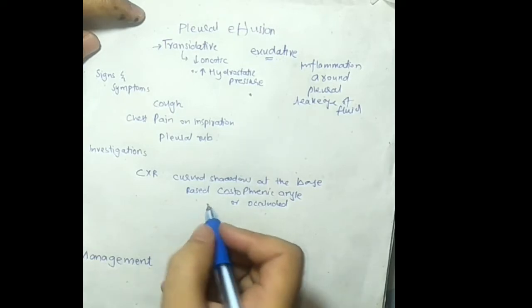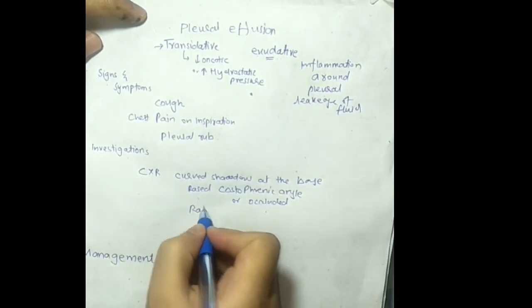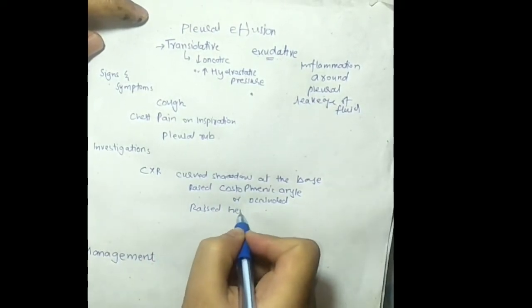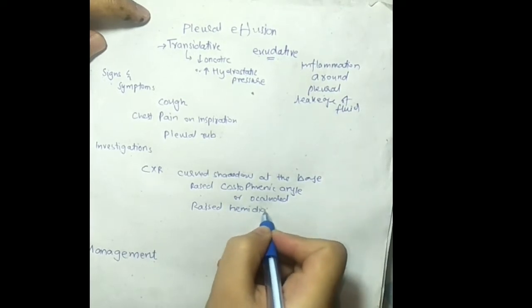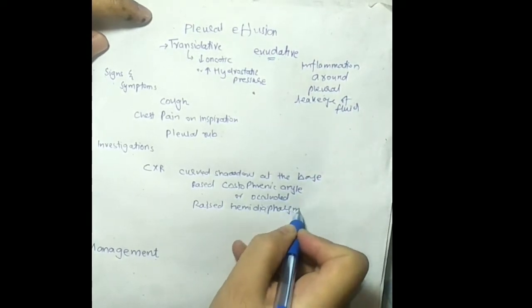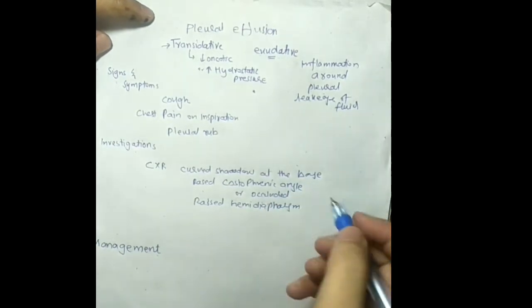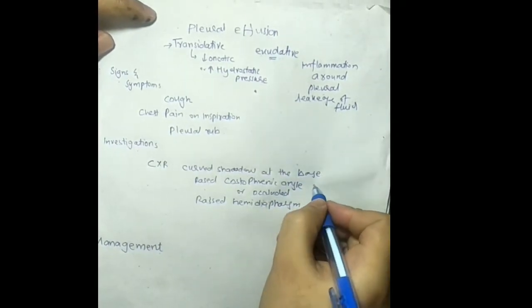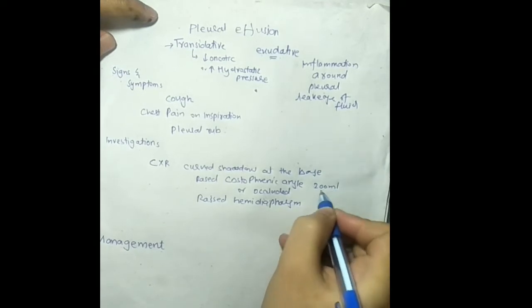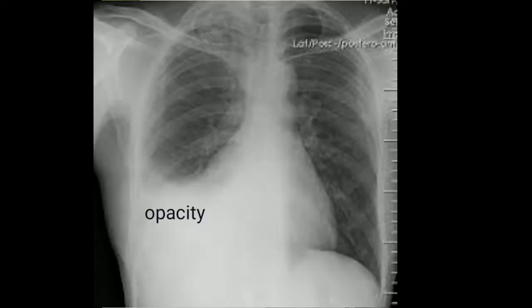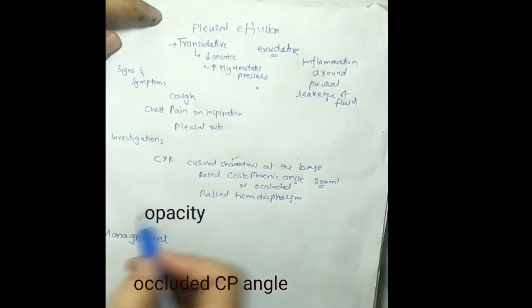There is also a raised hemidiaphragm on the affected side. For a shadow to be formed on the lungs, the fluid requirement is approximately 200 ml. So more than 200 ml of fluid is required for the shadow to be formed.